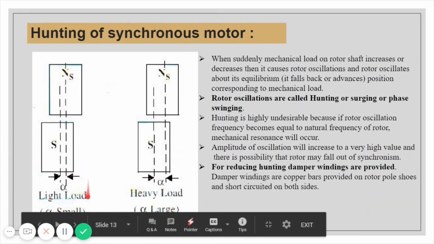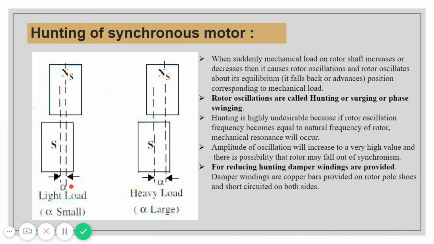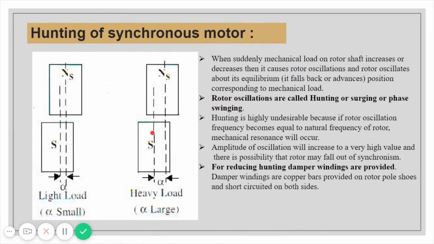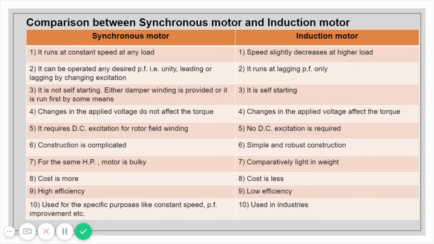So here in the diagram you can see at light load the gap alpha is small, and at heavy load alpha is larger. So due to this, there is a gap between the rotor and stator, and the rotor falls back and causes oscillations. Next, the comparison between synchronous and induction motor. Some of the comparison points are here.